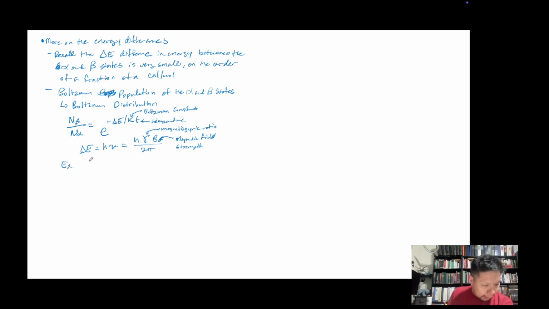So let's do an example. If we had a 70,500 Gauss magnet, this corresponds, if you were to do the math, to a 300 megahertz instrument. Not the biggest, but still pretty good. Megahertz, you know what that is. And it's at room temperature.